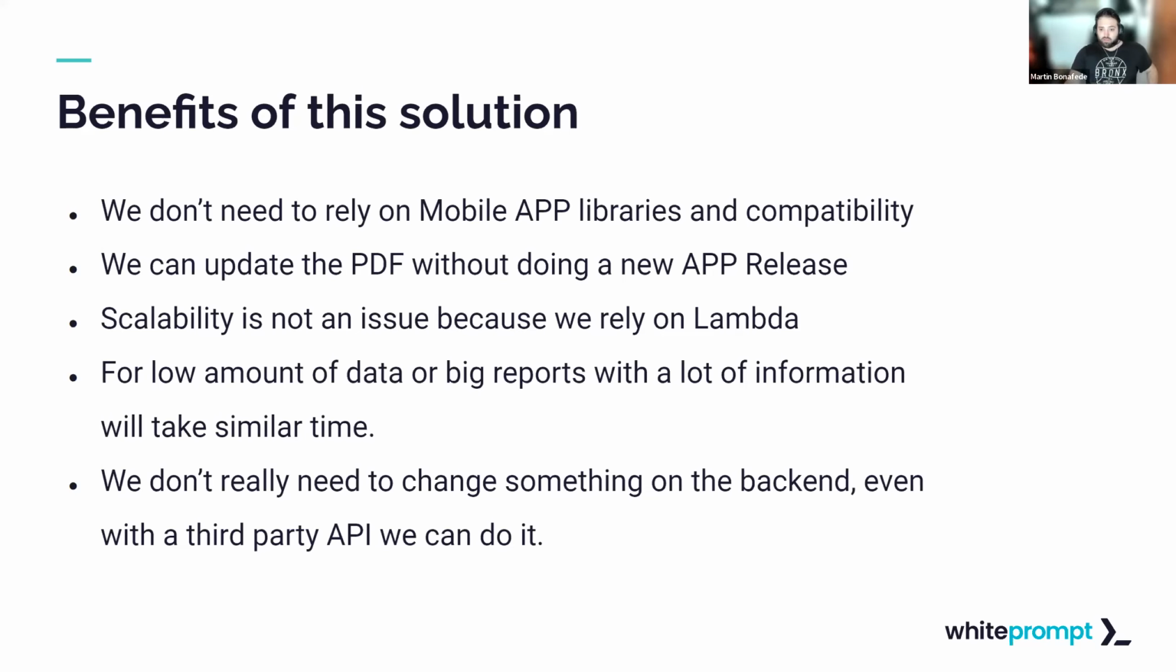We can update the PDF without doing a new IP release, like it is on the backend. We don't need to. We can make a change and nobody will see it. It will work every time. We also didn't need to maintain Windows because it's on the Lambda. We can increase the potential of the Lambda, the RAM, or the resources used, so we don't have a problem of scalability with that.